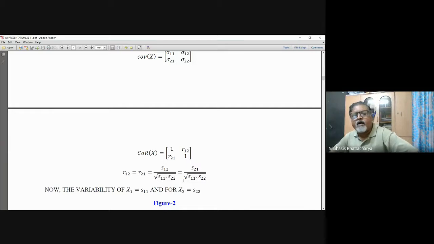It has 1 at the diagonal elements, because that represents the correlation of x1 with x1, which is always 1, and similarly the correlation of x2 with x2 is 1. So the diagonal elements are 1, and the off diagonals are r12 and r21.